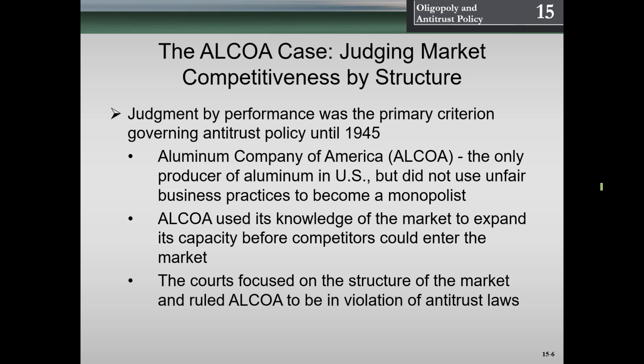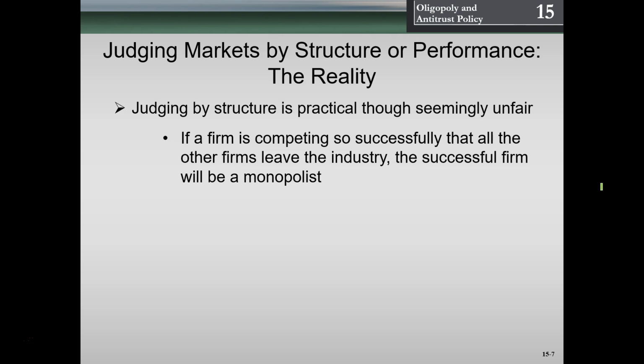And again, you can see why that kind of needs to happen, but you can see why there's some reservations to do it as well, because it seems a little less fair to break them up if they didn't do unfair business practices. So judging markets by structure or performance, the reality of the situation. Judging by structures is practical, though seemingly unfair. So that's kind of the perception.